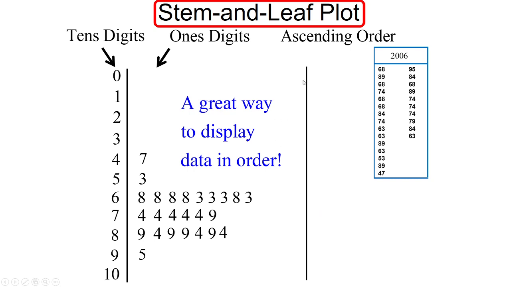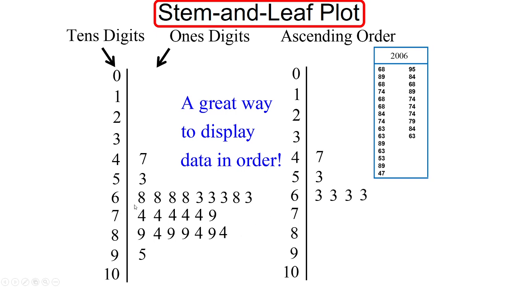So again, I need my tens digits over here on the left. Here they come. And then my ones digits on the right. And my lowest score was 47. 47. And then 53. Now, here, I'm going to put the 3s before the 8s. And I have 1, 2, 3, 4 scores of 63. So I need 4 3s right here.